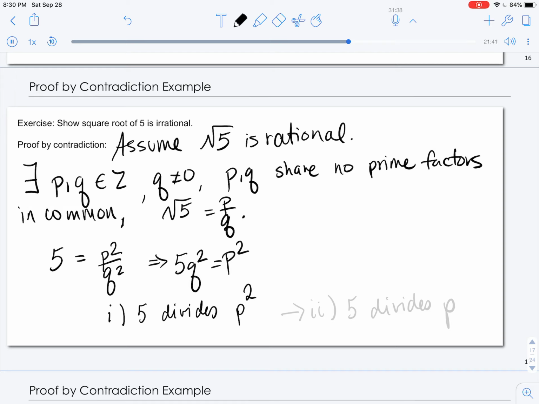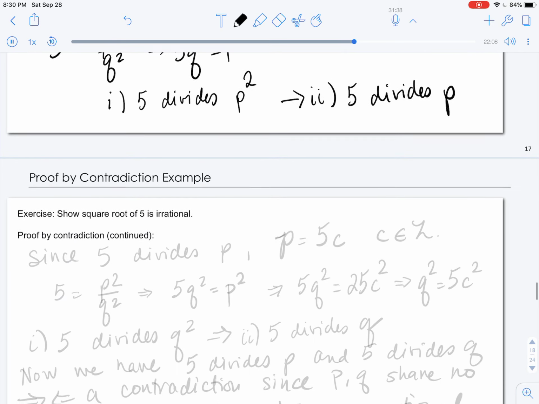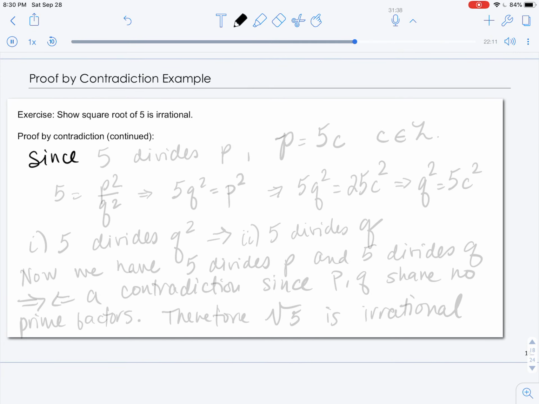Now we want to think what more we can get from this. If 5 divides p squared, that means 5 divides p. So the second implication we can make is that 5 divides p as a prime factor of p. Okay. Now, since 5 divides p, we can express p as 5 times some other integer.